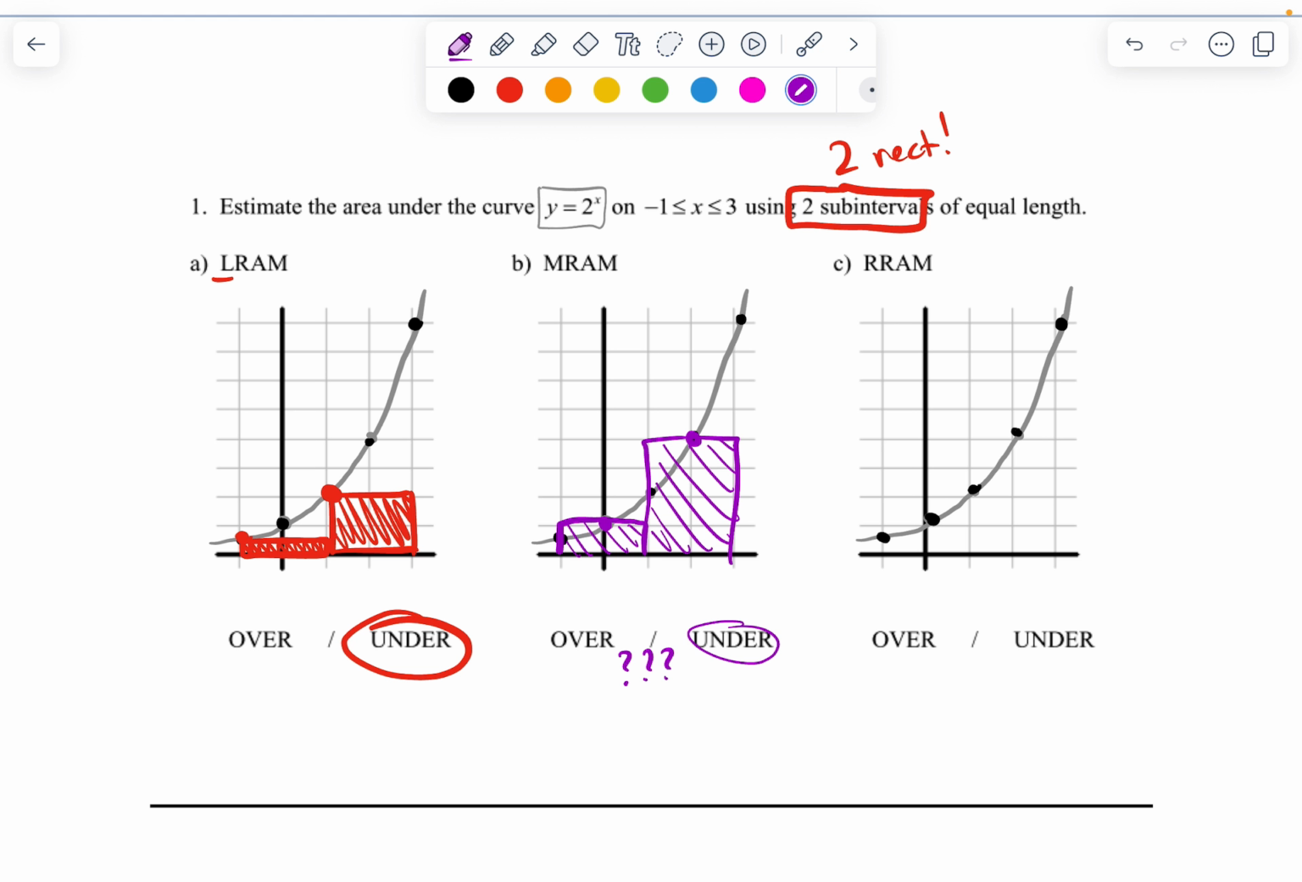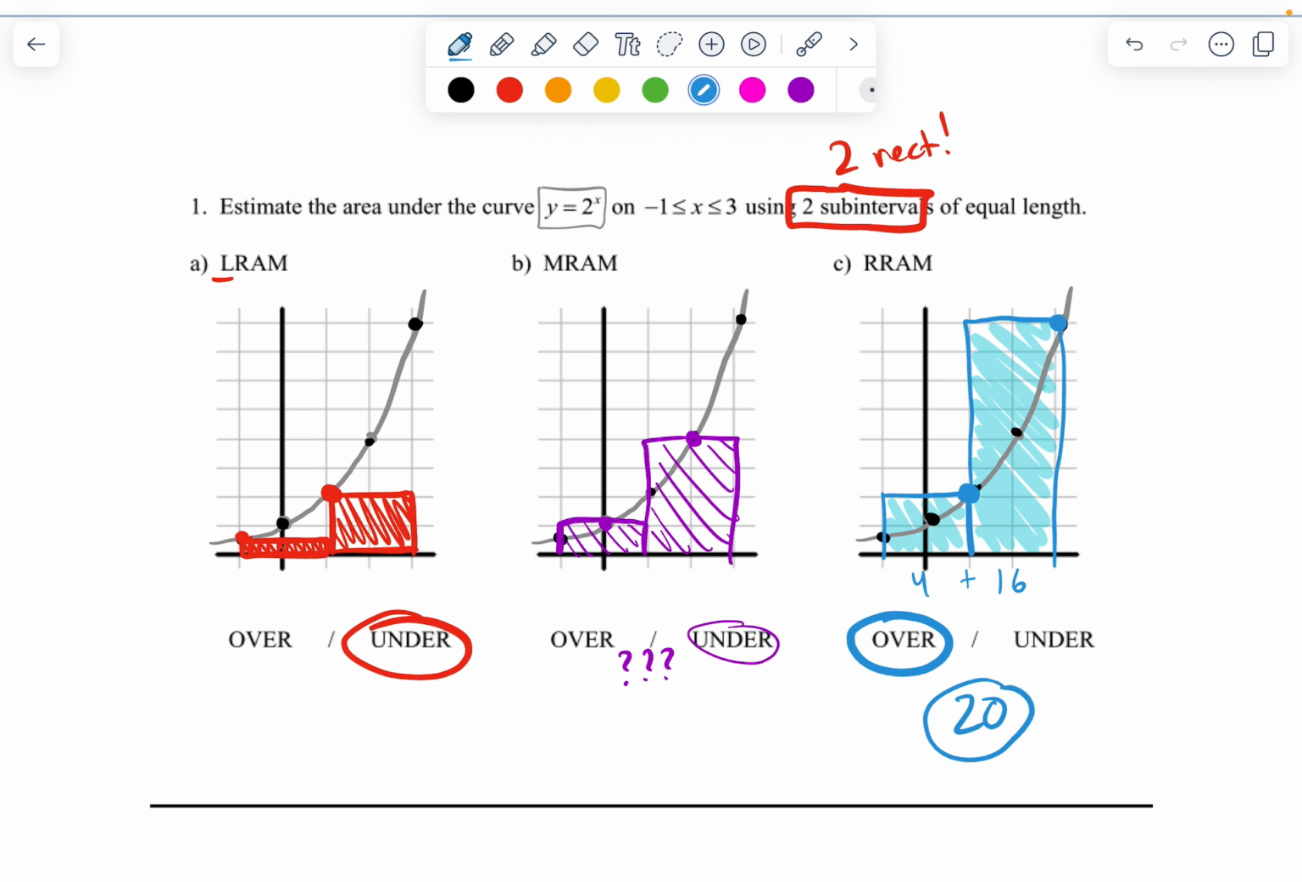And then finally, we have RRAM, which is going to be where it touches on the right-hand side in these 2 spots. So if I'm making 2 rectangles where I have to touch on the right, that'd be here, and that would be here. And I would get these 2 rectangles. And that's clearly over, right? It's clearly over, okay? And these 2 rectangles, by the way, that's 2 by 2, so that's 4 plus 2 by 8, that's 16. So the area is 20 here.